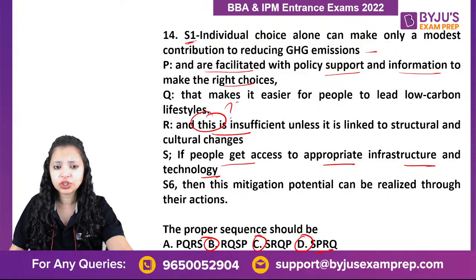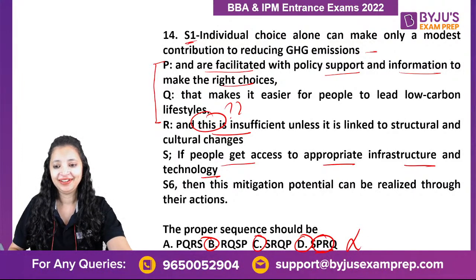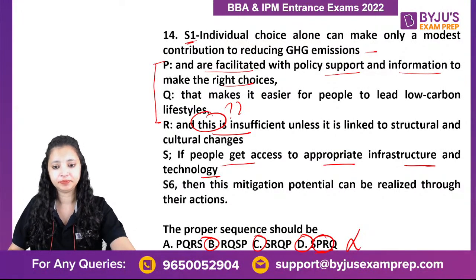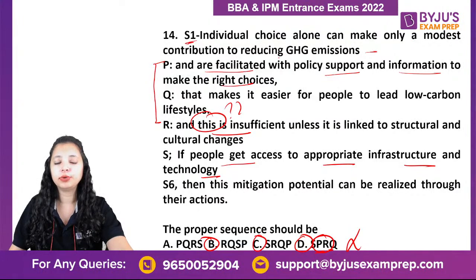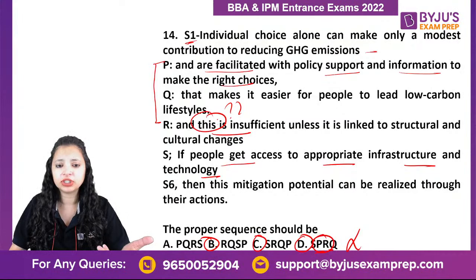हाँ, what is insufficient? P और R कैसे pair बना? No, P and R will not make a pair. D is wrong. D cannot be my answer. चलो C और D में confusion है, चलो C देखते हैं. So individual choices alone can make only a modest contribution to reducing the GHG emission. If people get access to appropriate infrastructure and technology, and this is insufficient. What is insufficient? बच्चे ये this किसके लिए है? अगर S और R का pair बना रहे हो तो what is this used for?